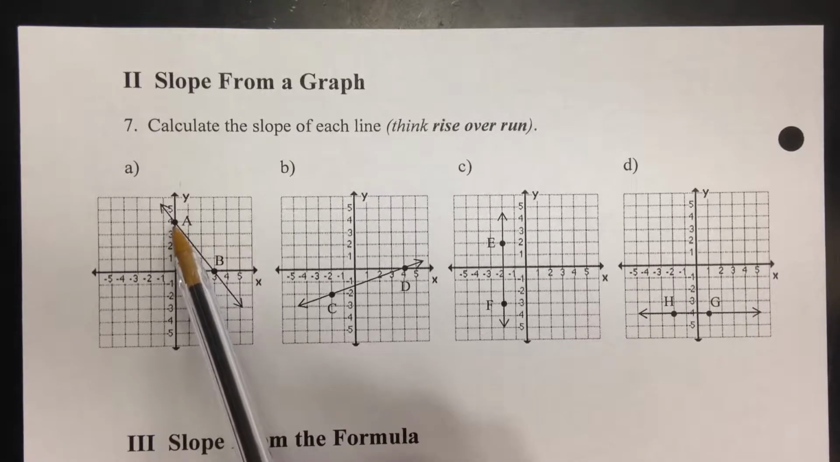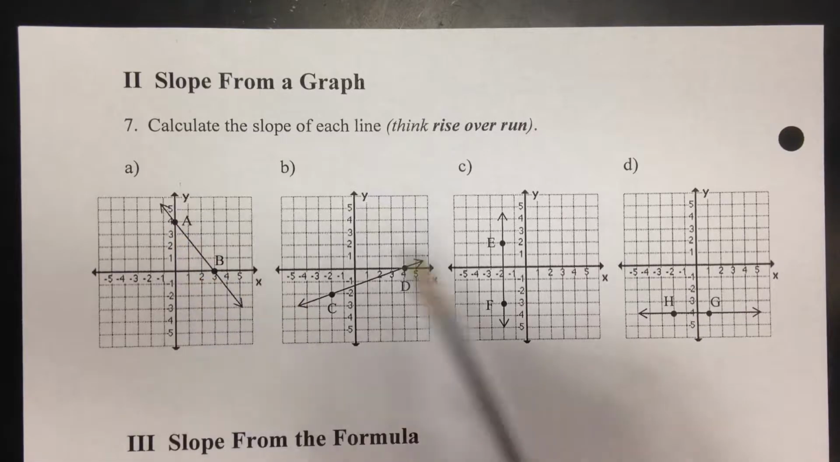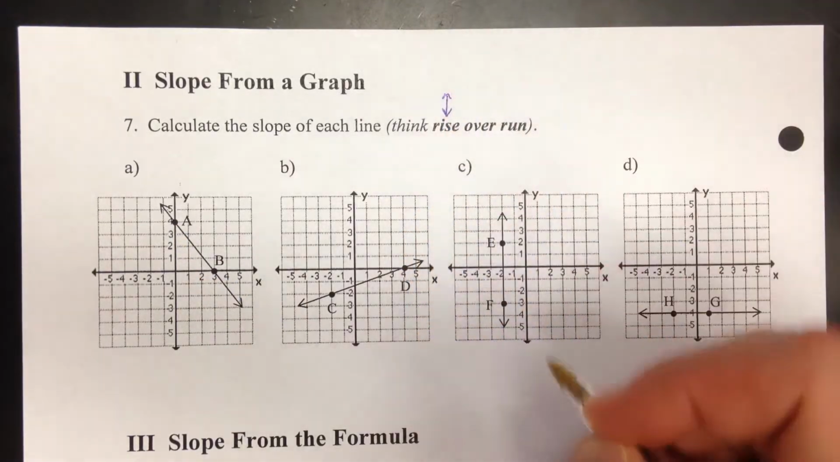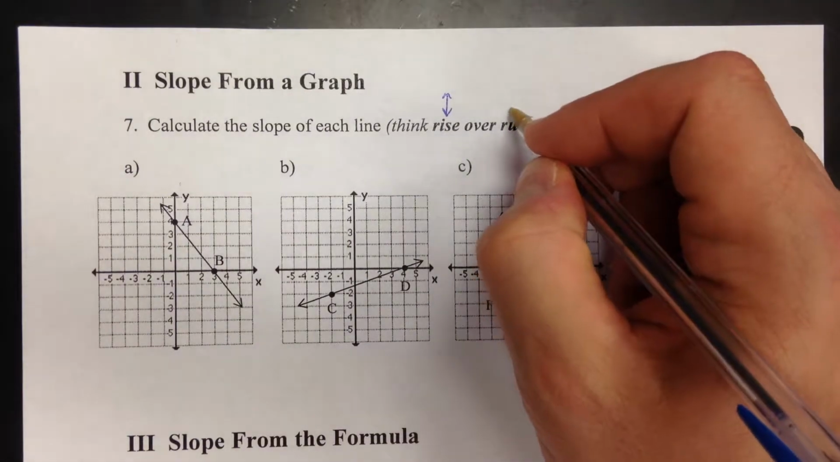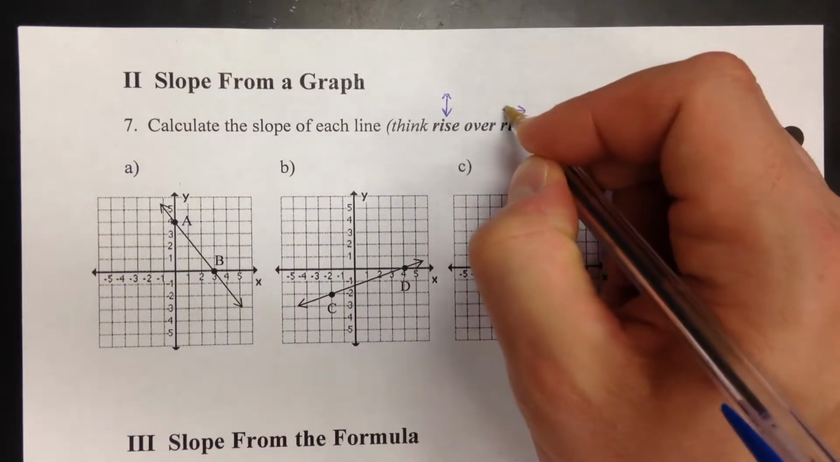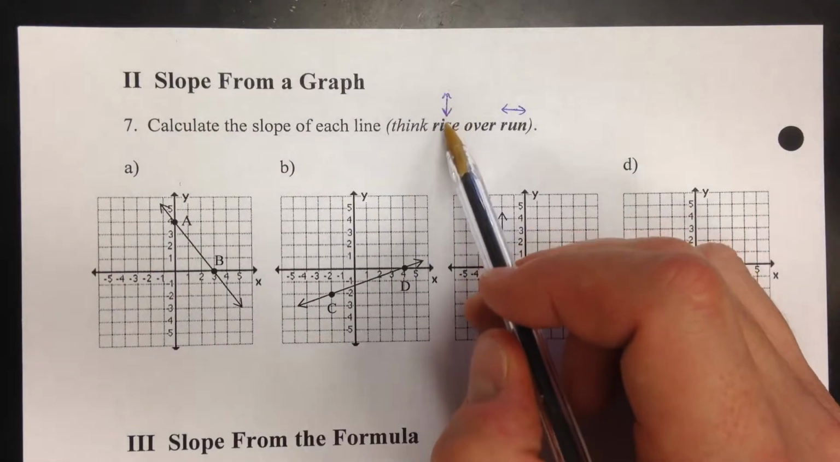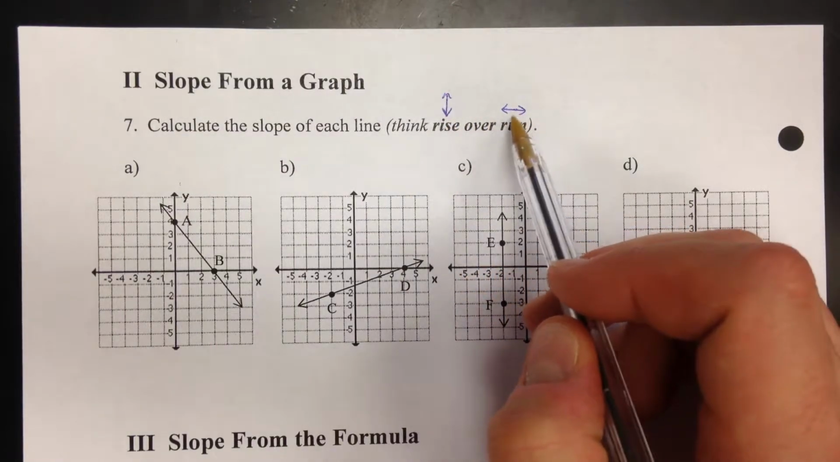And when I do slope, I count the rise over the run. The rise is up and down. And the run is your left and your right. So this is not the same as plotting a point where it's x comma y. In this case, we do the y values up and down first, then we do the x values second.